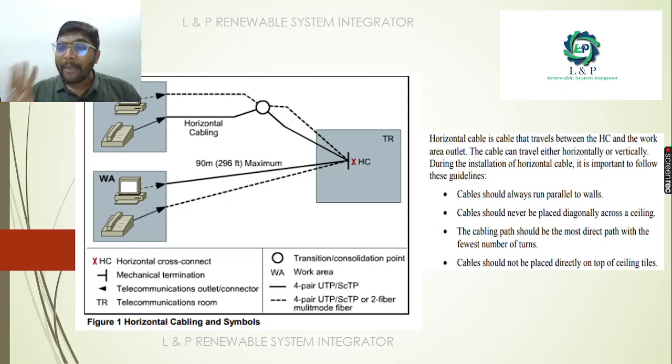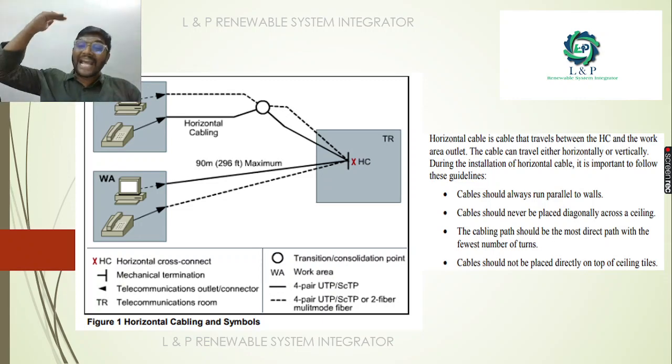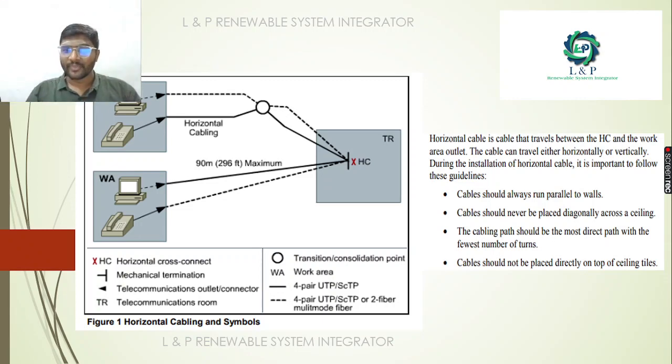Third, the cabling path should be the most direct path with the fewest number of turns. There should not be multiple turns, and cable should not be placed directly on top of ceiling tiles. It means you should not cross the ceiling diagonally, and also you should not place it directly on top of ceiling tiles. These are the important guidelines that you need to follow whenever you are pulling the cables for horizontals.